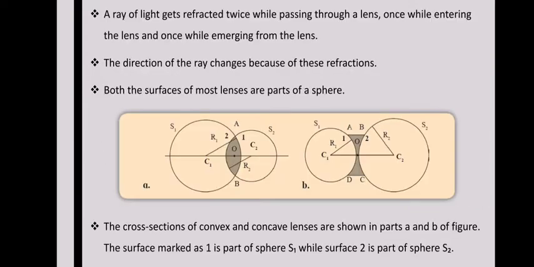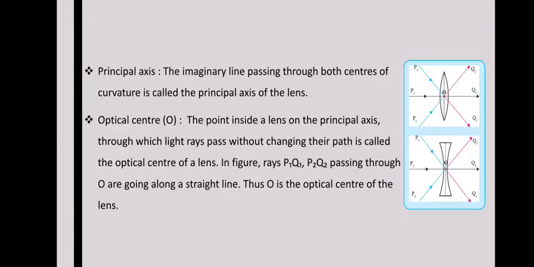Suppose here you see an imaginary line which is passing through the centers of both circles. If you draw an imaginary line like this, that will be called your principal axis. It has to pass through both the centers of curvature, C1 as well as C2.